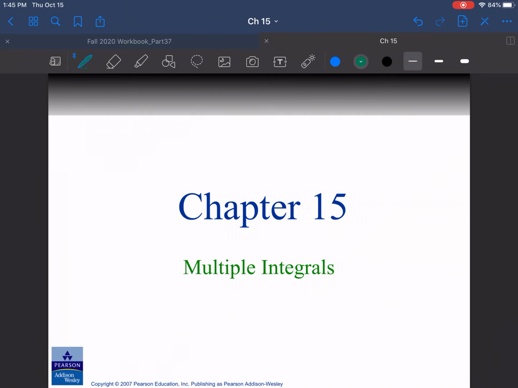All right, let's get started on chapter 15 here. It's my second attempt at this. I went a couple pages in just a second ago. My pen stopped working, but it seems to be working again now, so I'm going to start it over.